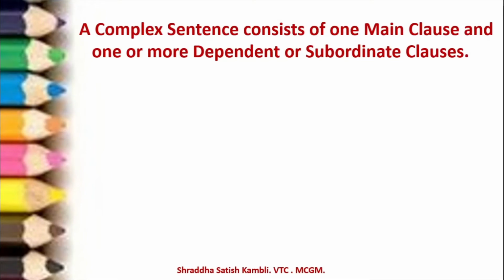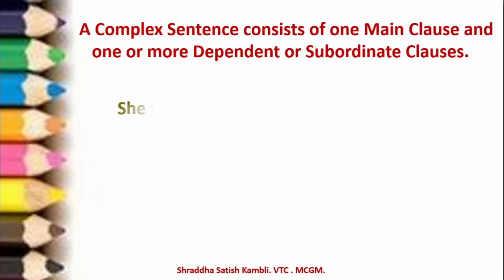So once again, let us go to the definition of complex sentence which is given in your textbook. A complex sentence consists of one main clause and one or more dependent or subordinate clauses. Clear? Now remember, the main clause is also called the independent clause. Sometimes we call it independent, sometimes we call it main, but the meaning is the same. It has got two names. Even the dependent and subordinate clause are two different names, but the thing is the same.